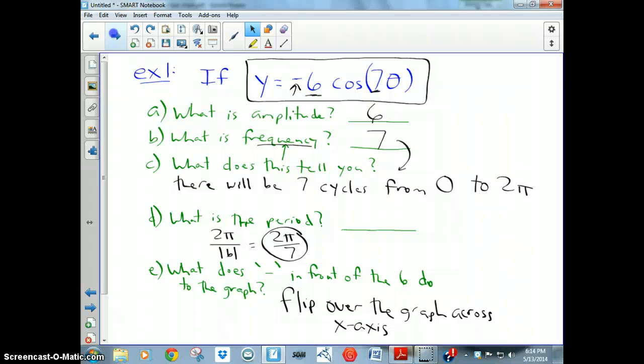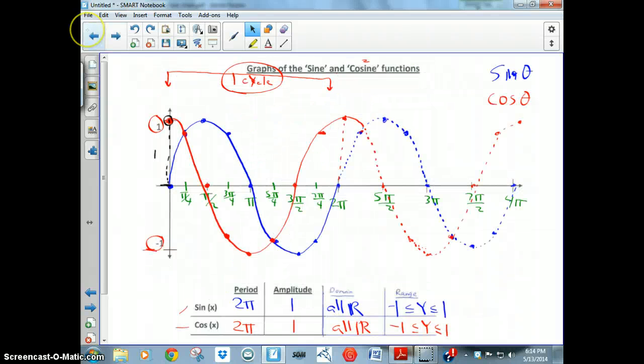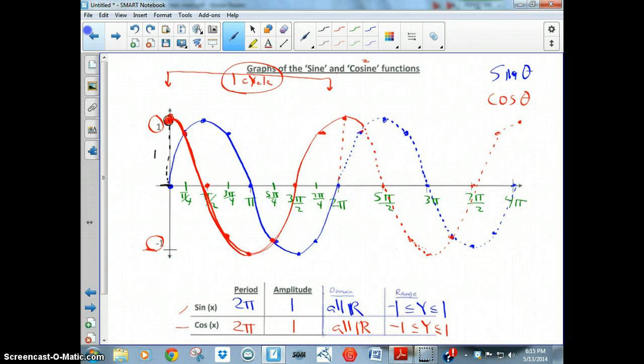But otherwise, I'm going to go back 2 slides, and I really want you to memorize the cosine graph. What does the cosine graph do? It starts high, it goes low, down to the minimum, and then it finishes back high in one cycle.